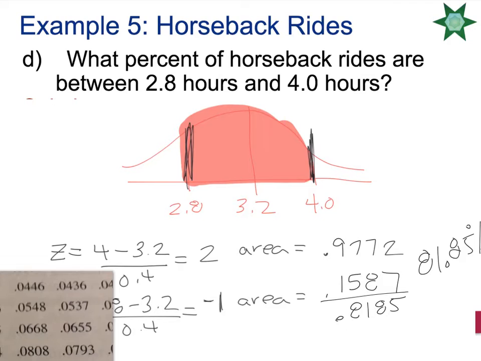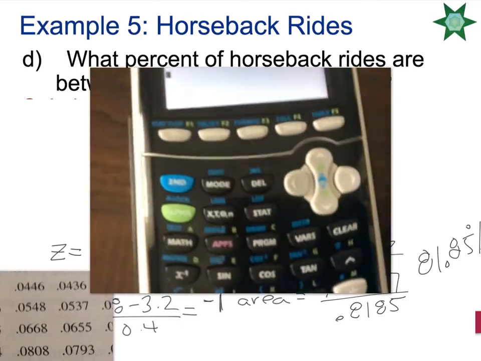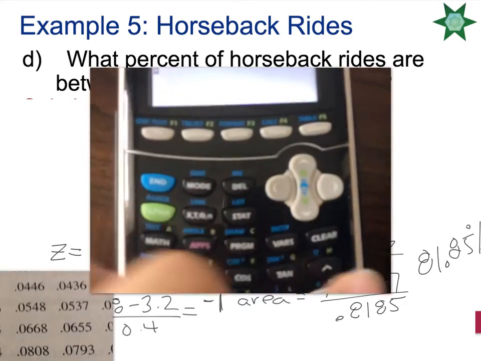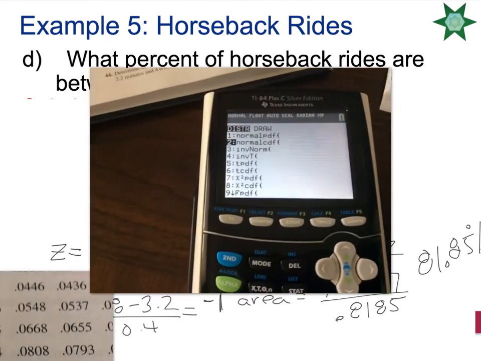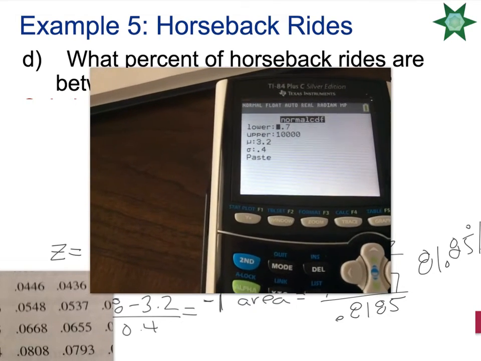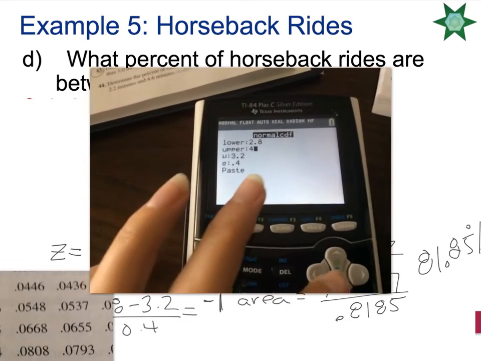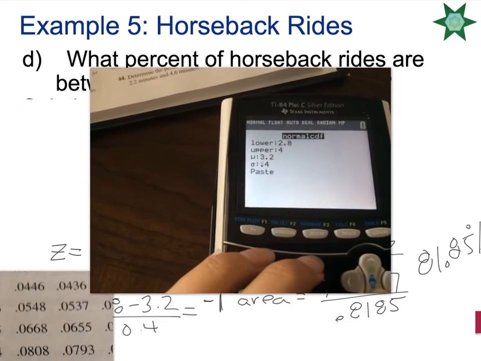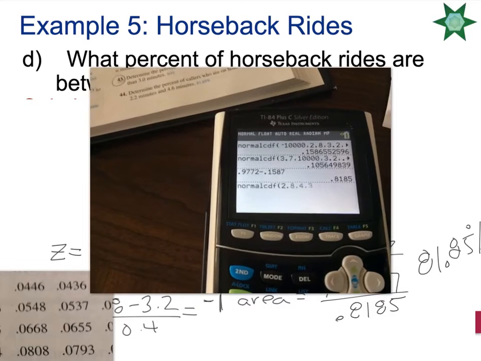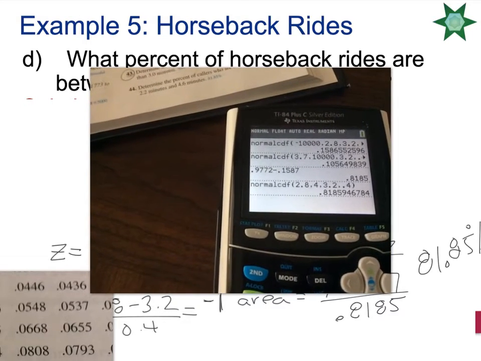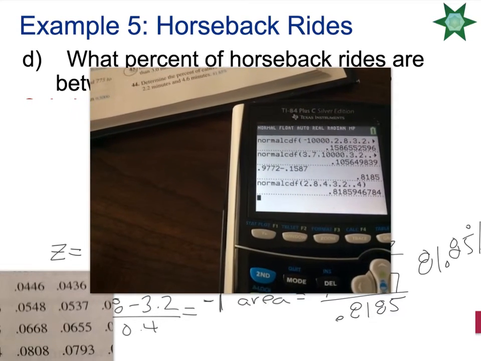Now, if I was doing this on my calculator, I'm going to go back to second vars. I'm going to select normal CDF. My lower limit this time is just 2.8. My upper limit is 4.0. My mean is still 3.2. My standard deviation is still 0.4. And I'm going to paste and hit enter. And notice I get the same answer, 0.81859. Now, if you rounded to 4 decimal places there, you'd have 0.8186.